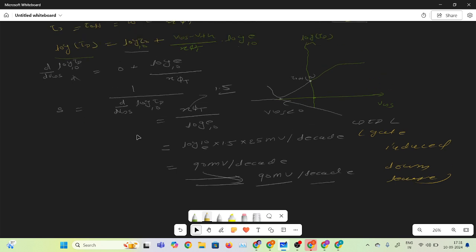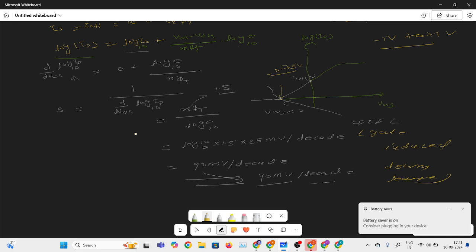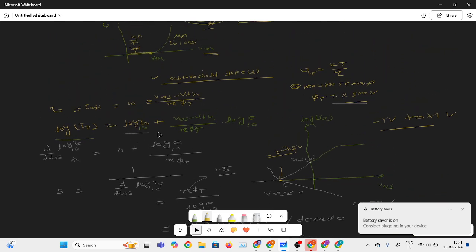The designer already knows about this point. Suppose you want to draw the subthreshold slope between -1 volt to +1 volt, at that time suppose this voltage, the designer already knows, is -0.73 volt. Just I assume the data. Actually there is no need to lower the VGS so much in the negative. The designer already knows this point, so up to this we will stop. I hope you understand why we need the subthreshold slope.